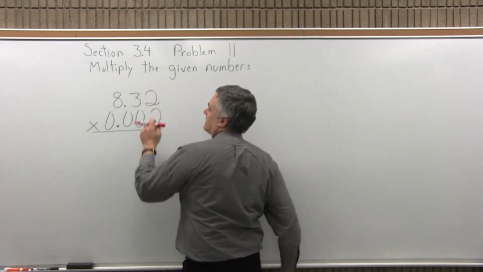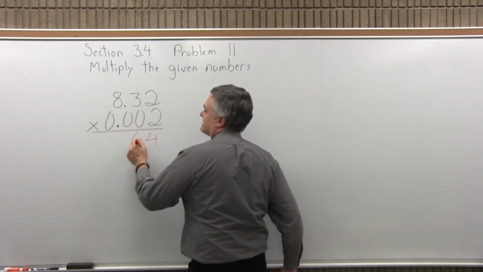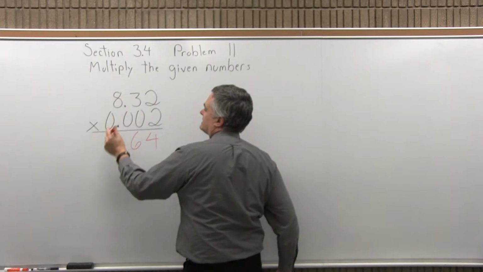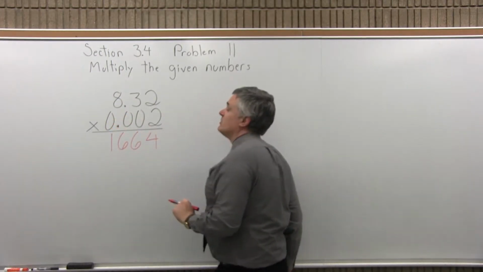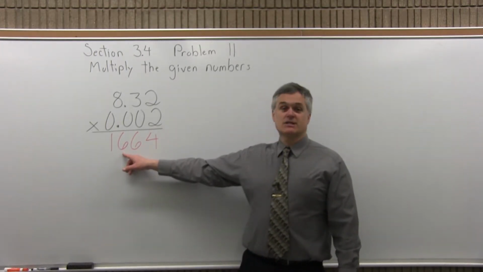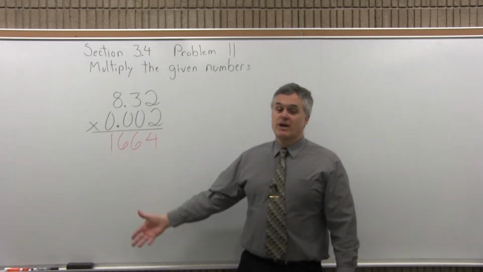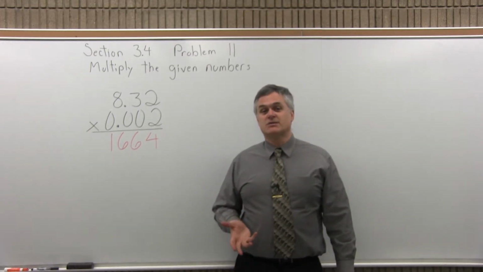So 2 times 2 is 4, 2 times 3 is 6, 2 times 8 is 16. The rest is 0. So really, if you multiply 2 times 832, the answer is 1,664. Now we have to put the decimals in, though. So how many places after the decimal in the question?